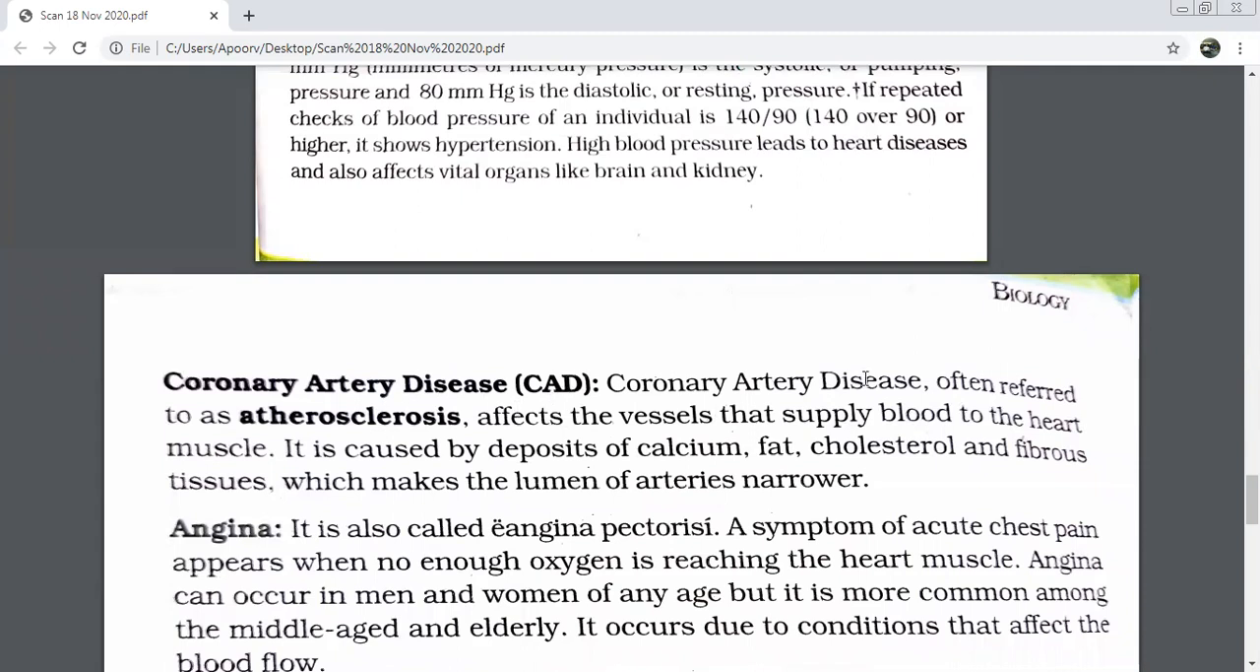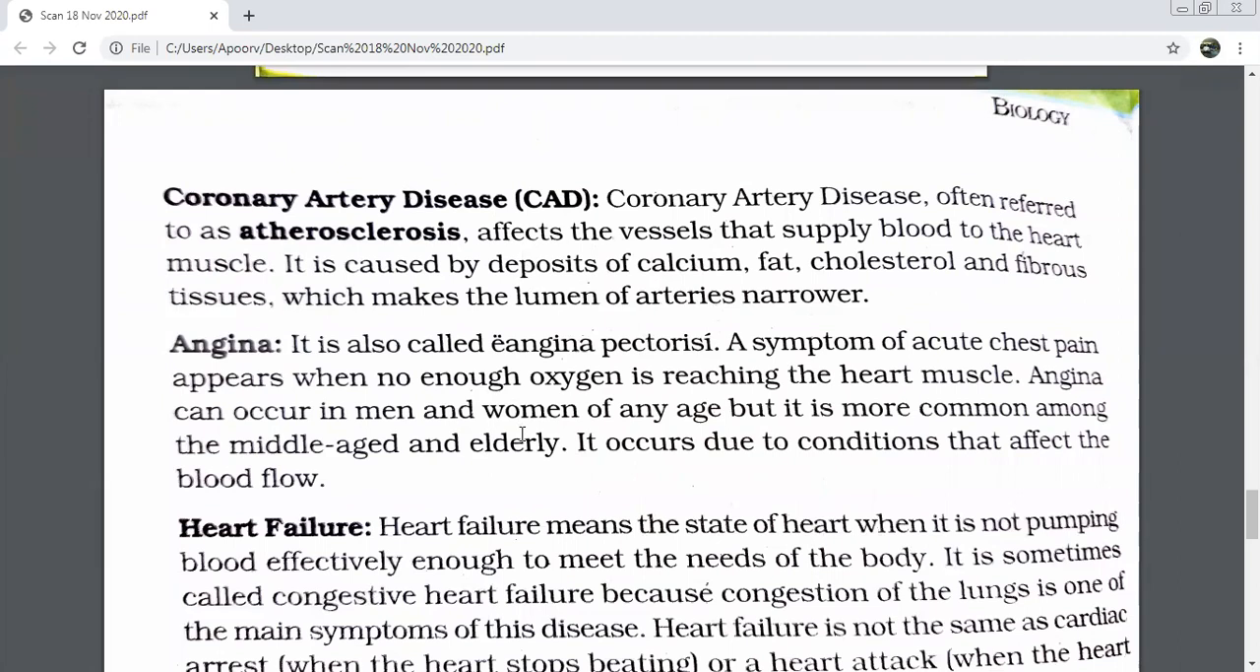Then we come to coronary artery disease. This is known as atherosclerosis. Everybody with me. Coronary artery disease is also called atherosclerosis. This is caused by deposition of fat, cholesterol, calcium. Because of this, we have this disease which is known as CAD, coronary artery disease.